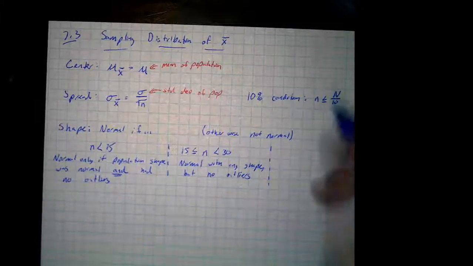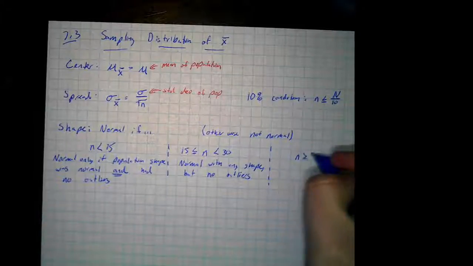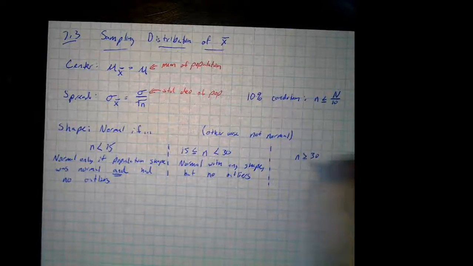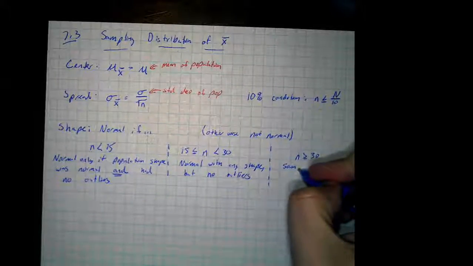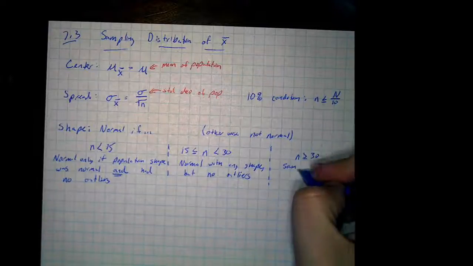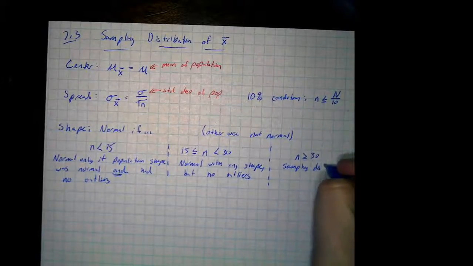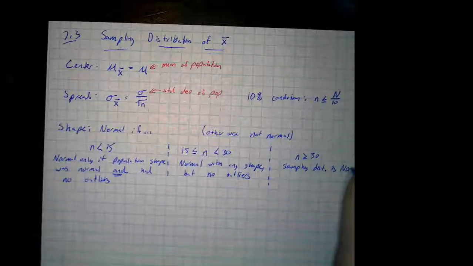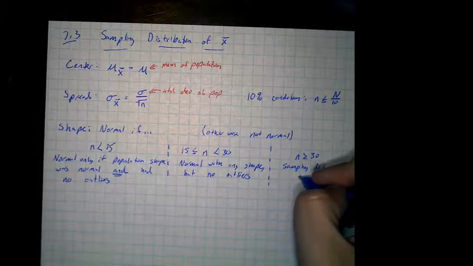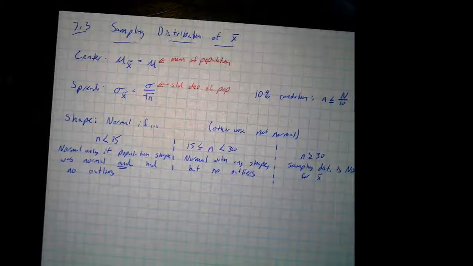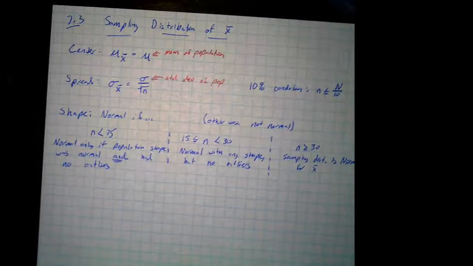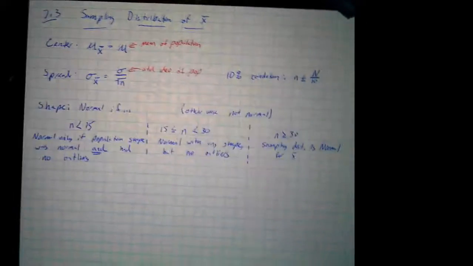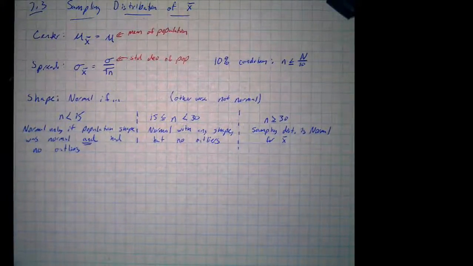But n is greater than or equal to 30. It's generally agreed upon that if your sample size is 30 or more, it's enough to water down any outliers. The sampling distribution is normal for X bar. So if your n is greater than or equal to 30, say I sampled 45 people, great, the sampling distribution is normal. I don't care what the parent distribution looks like.